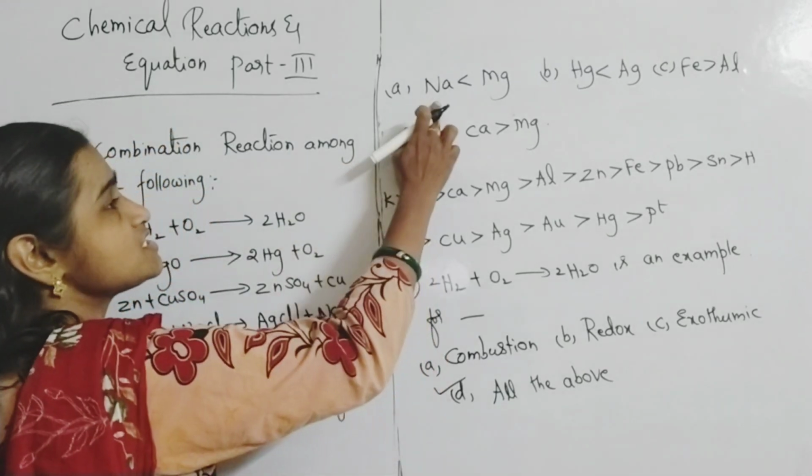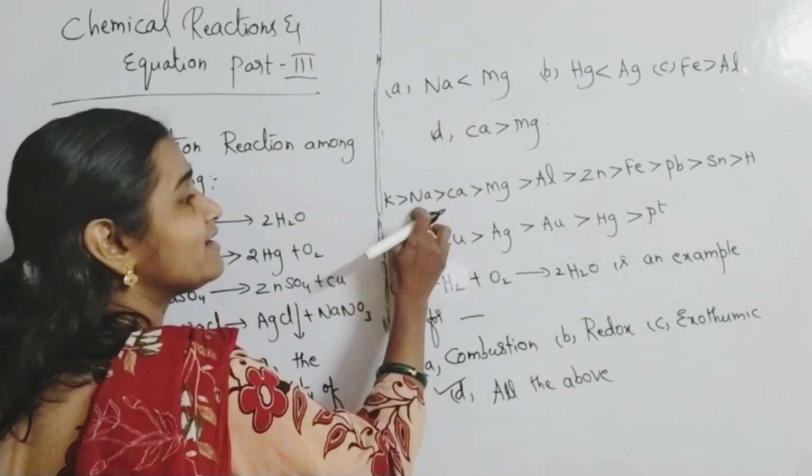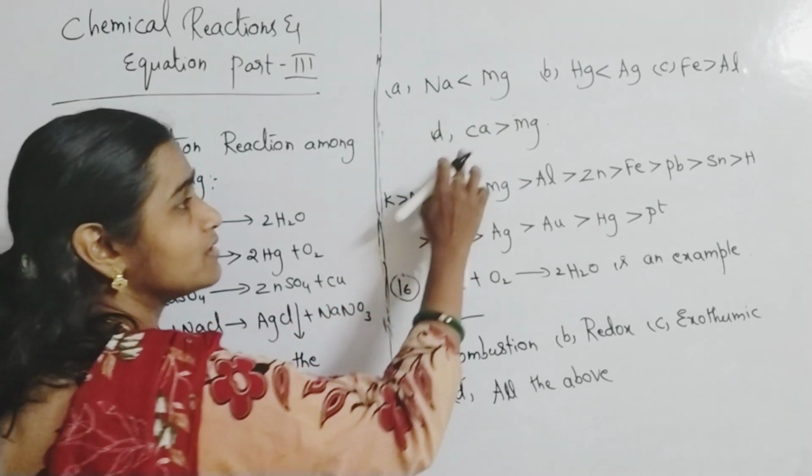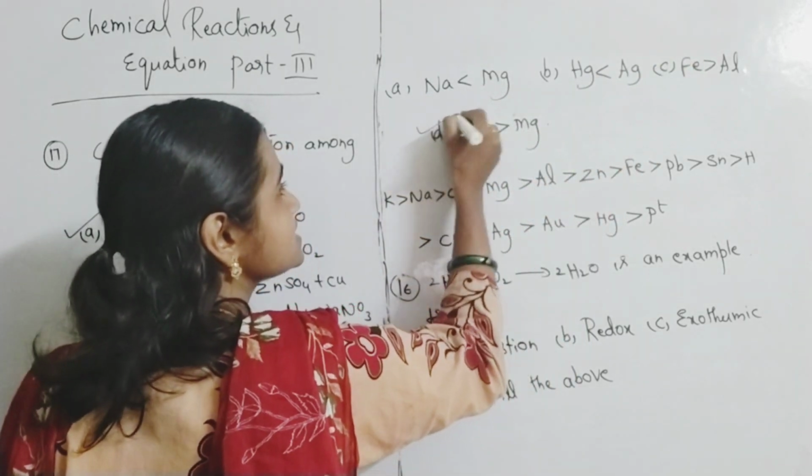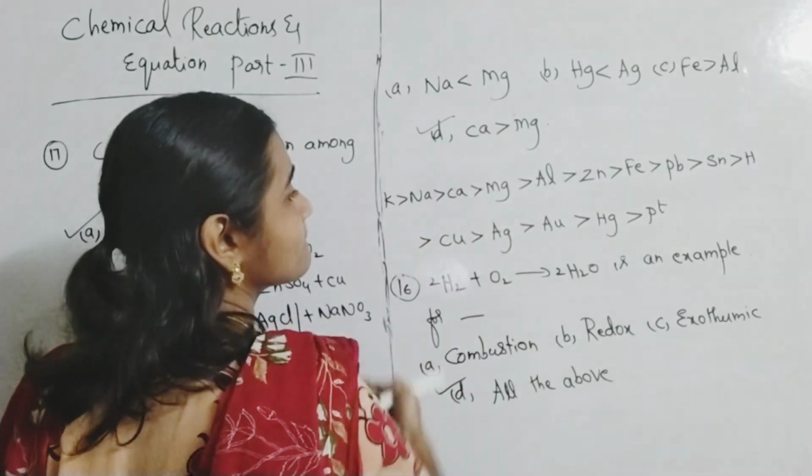Okay, so just check here, Na is greater than Mg. So this is ruled out. So correct answer, once check in all those things. Answer is Ca. Okay now.